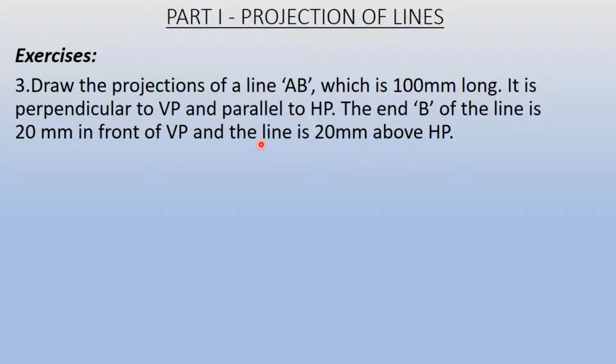This is very similar to the previous question, but here it is being perpendicular to the vertical plane, not the horizontal plane, and it is parallel to horizontal plane. So as we did in the previous question, in this case the line will be horizontal. That means the front view will be a point and the top view will be a line. So we will see the explanation part now.